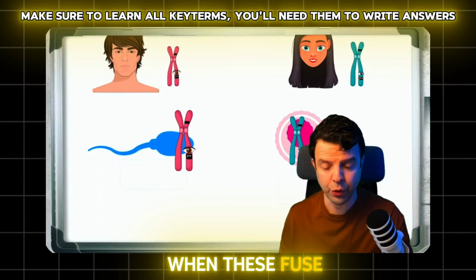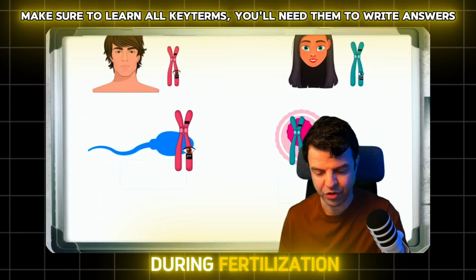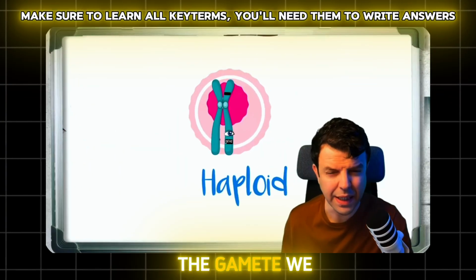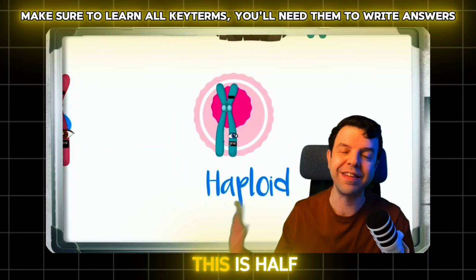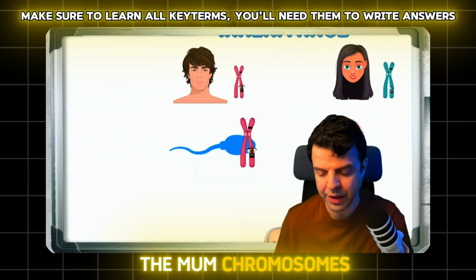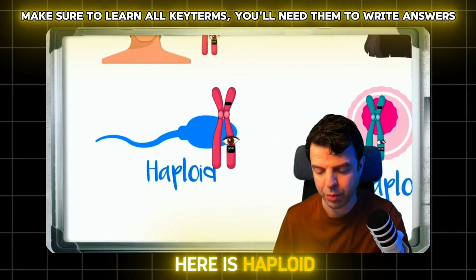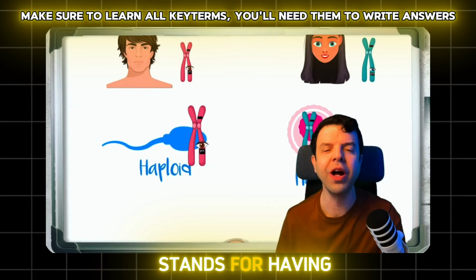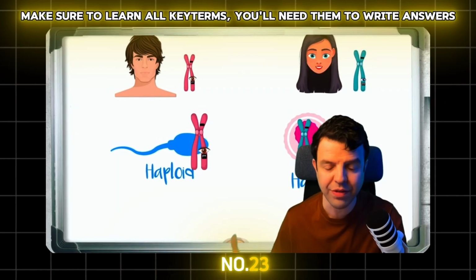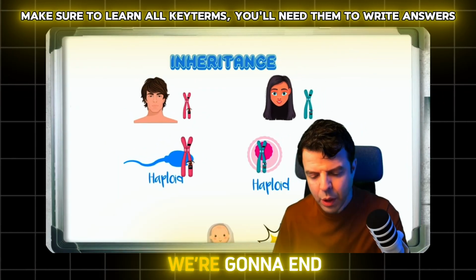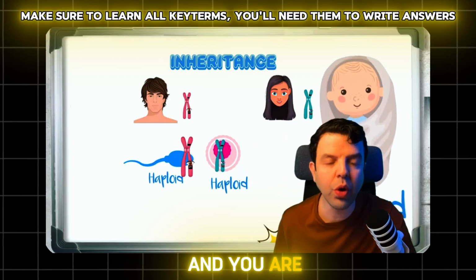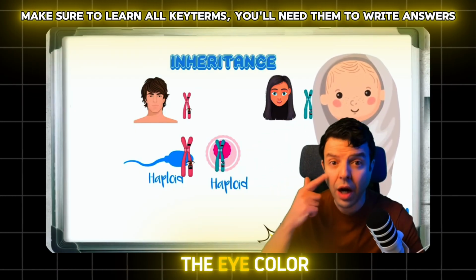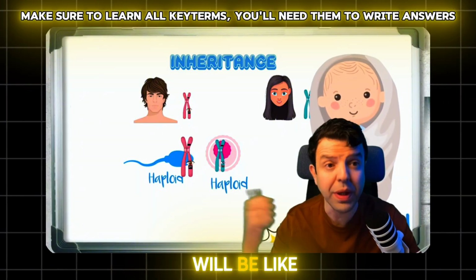When these fuse during fertilization, so this is the gamete, we use the term haploid to refer to the fact that this is half the mom's chromosomes, and this one here is haploid. So again, haploid stands for having half, number 23 chromosomes. So when these fuse, we're gonna end up with a fertilized egg, then a baby, and you are likely to have the eye color of the baby be brown. It'll be like his dad.